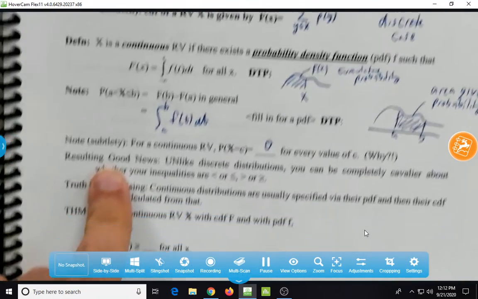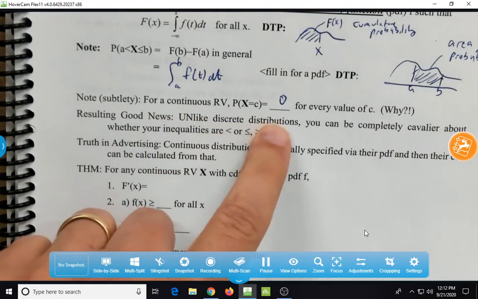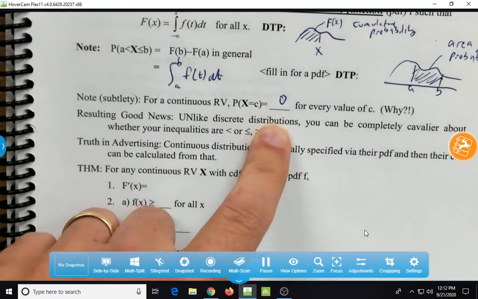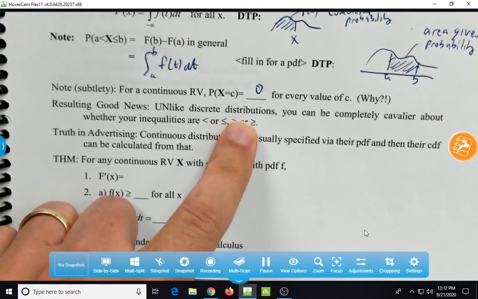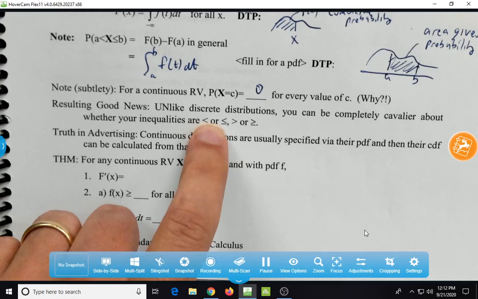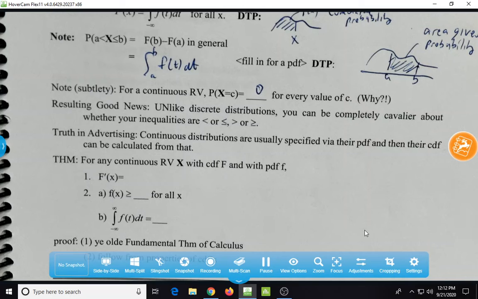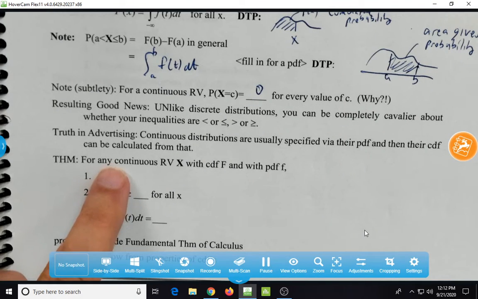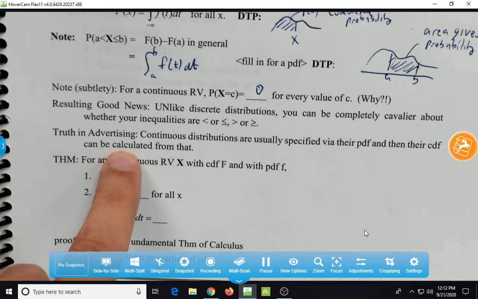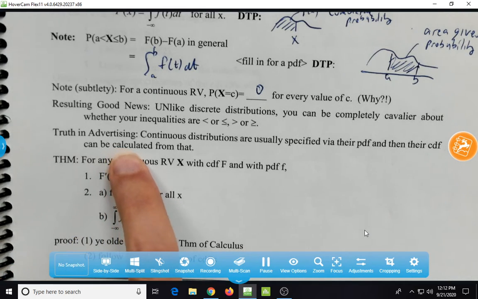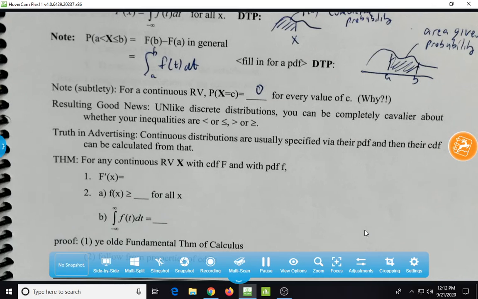Okay, so good news for continuous cases. Unlike discrete distributions, which you must take care of, particularly on this exam tomorrow, you can be completely cavalier about whether inequalities include less than or equal to, greater than or greater than or equal to. It doesn't make as much of a difference with continuous random variables. Now, generally, we usually specify continuous distributions by their PDF, and then you calculate the CDF from that. Generally, the PDF gives us what we need to integrate across, but a specific value of the PDF generally is not very helpful.